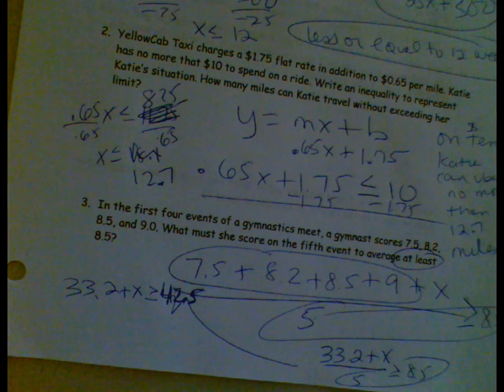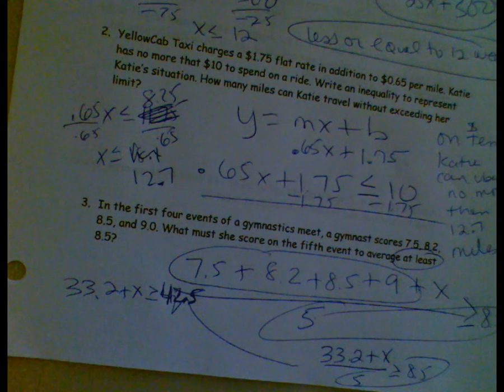All right, so you had 7.5, plus 8.2, plus 8.5, plus 9, plus your 5th event, divided by 5, has to be at least 8.5. So put this 8.5 over 1. It's kind of like a cross-multiplying problem. So when we added these up, we got 33.2 plus x over 5 is greater than or equal to 8.5. And the reason I'm multiplying by 5 is because it's kind of like cross-multiplying. To get rid of division by 5, you multiply by 5. So we have 33.2 plus x is greater than or equal to 42.5.